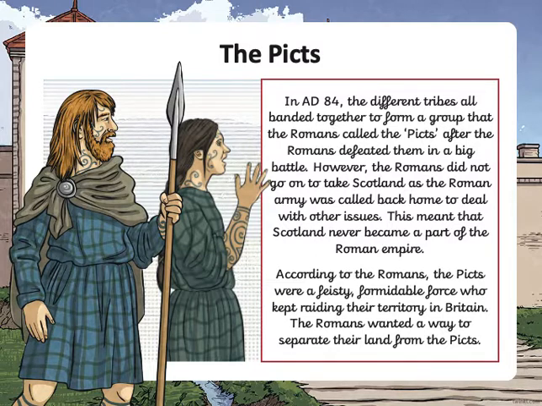So you might remember a while ago when we were learning about the Celts, we actually saw that the Celts were in touch with the Romans at different times over history, and the Celts in Scotland were actually able to stay there without being ruled over by the Romans, and these Celts were called by the Romans the Picts, the Scottish Celts. According to the Romans, the Picts were a feisty, formidable force who kept raiding their territory in Britain. The Romans wanted a way to separate their land from the Picts.